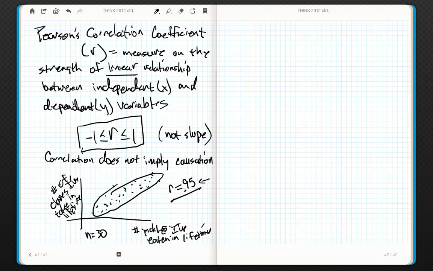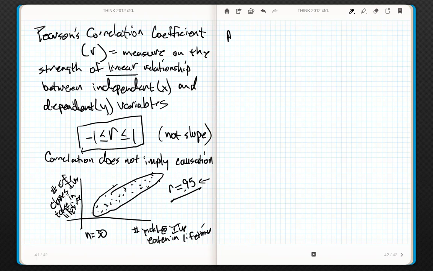It's very strong. However, we can't say that the number of pickles that you eat causes you to take classes, or vice versa. I can't use the inverse property and say, well, the number of classes that I take causes me to eat pickles. So correlation does not imply causation.